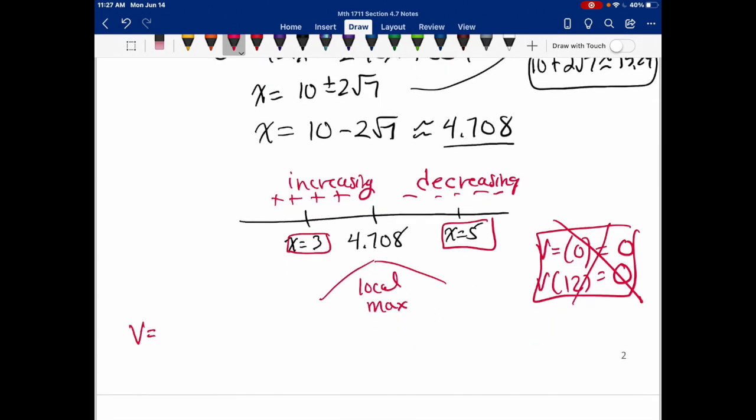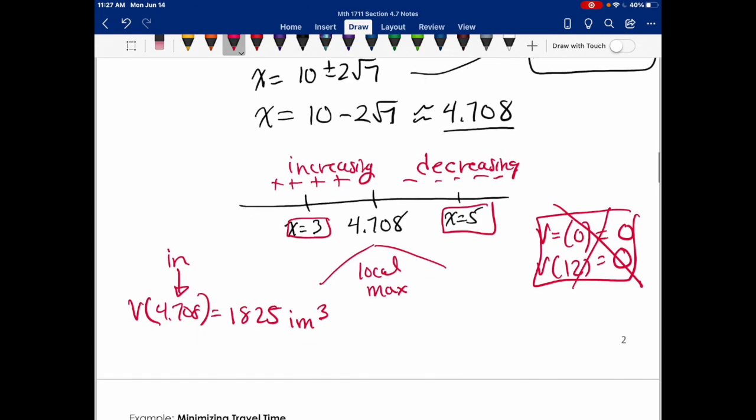When I plug in 4.708 into the volume, I'm going to get approximately 1825. And since we're talking volume here, this is going to be inches cubed. We're plugging in inches here for the x.